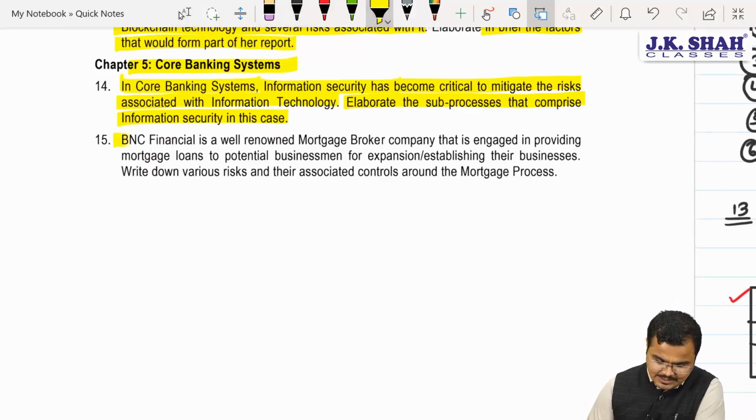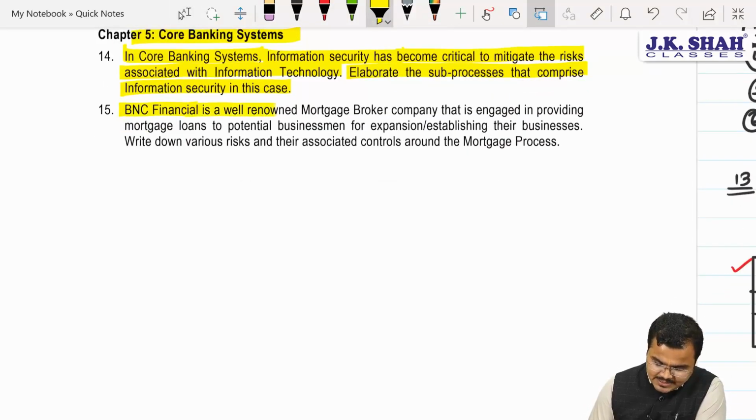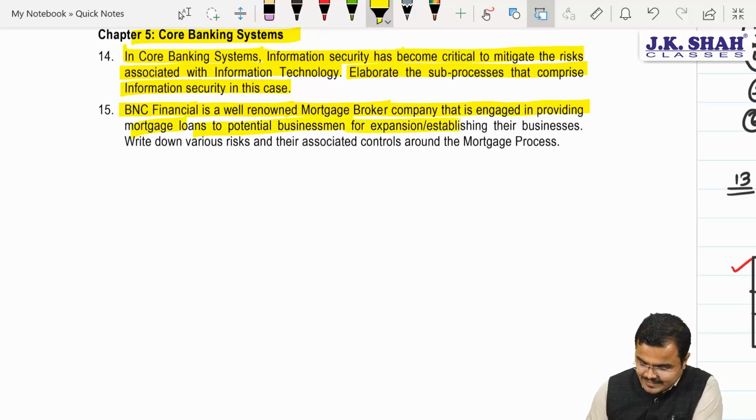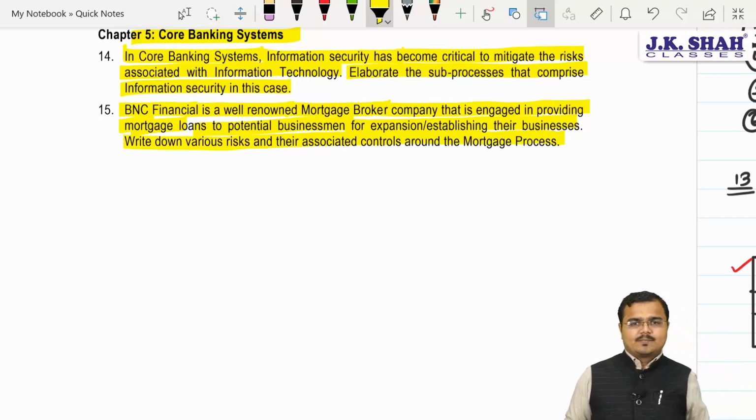Chartered, please concentrate. BNC Financial is a very renowned mortgage broker company engaged in providing mortgage loans to potential businessmen for expansion and establishing their businesses. Write down the various risks and associated controls around the mortgage process.